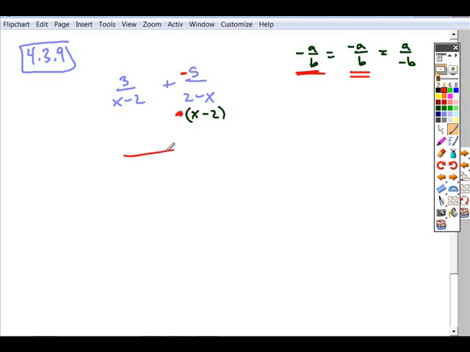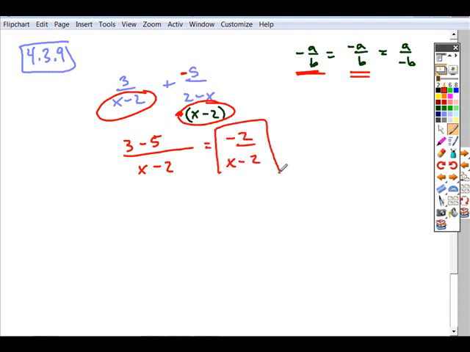Now we have our LCD, which is x minus 2. So we take the numerator of our first fraction times any LCD factors missing from this denominator. Again, it's not missing anything, so you can either leave it or put a 1 there. Plus the next fraction's numerator, a negative 5, times any LCD factor missing from its denominator. Again, not missing anything. And so if you simplify your fraction, you get your final form.